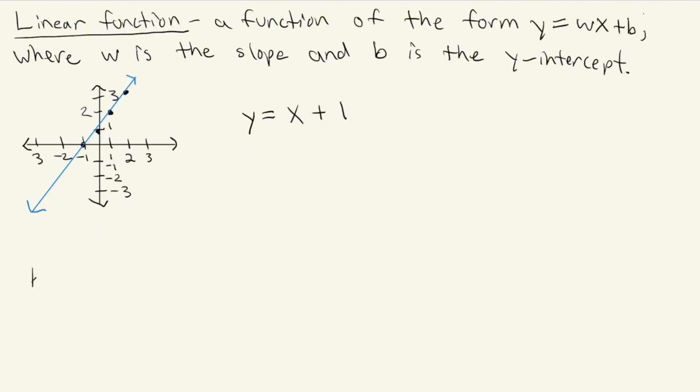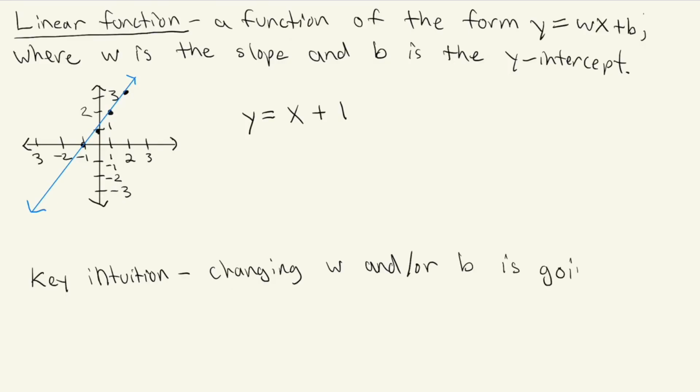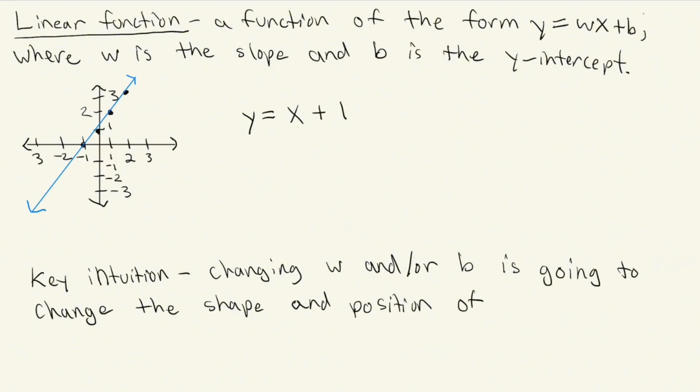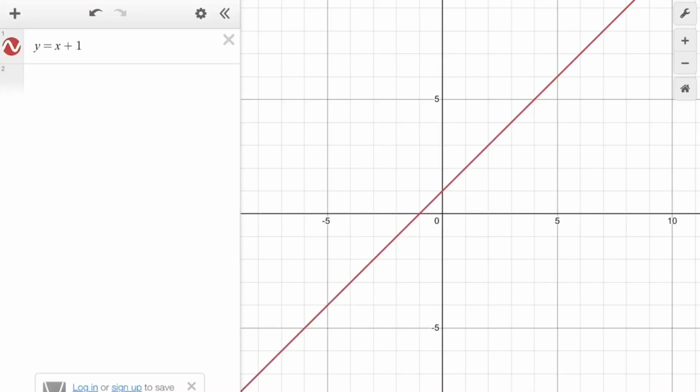Now the key intuition here, let me write this out. Key intuition: changing w and/or b is going to change the shape and position of the linear function. Let me show you a visual example of this.